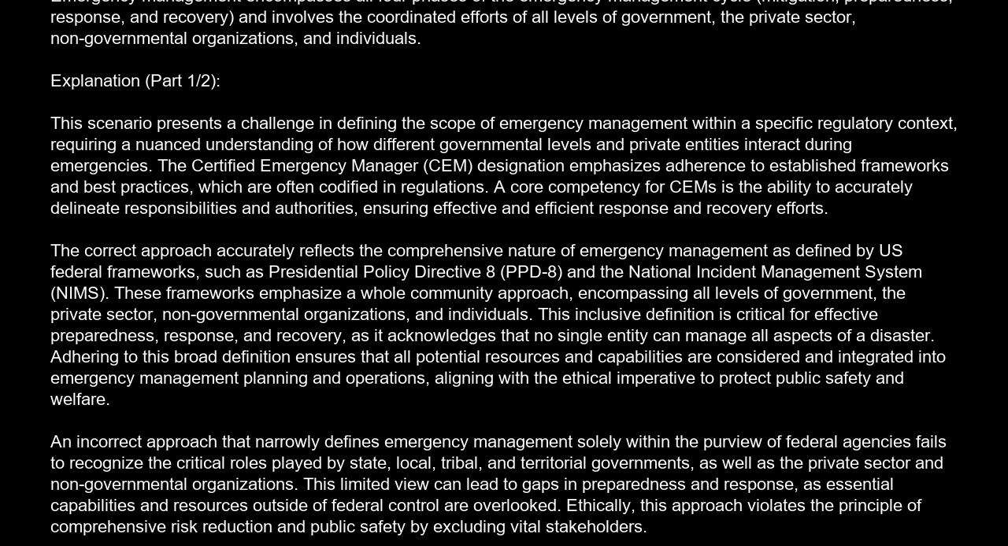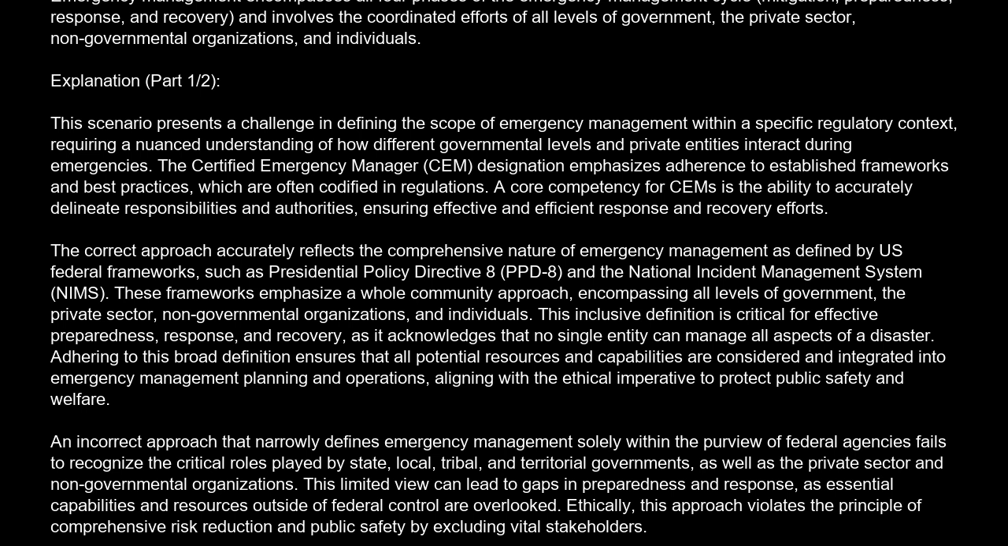Explanation. This scenario presents a challenge in defining the scope of emergency management within a specific regulatory context, requiring a nuanced understanding of how different governmental levels and private entities interact during emergencies. The Certified Emergency Manager, CEM, designation emphasizes adherence to established frameworks and best practices, which are often codified in regulations. A core competency for CEMs is the ability to accurately delineate responsibilities and authorities, ensuring effective and efficient response and recovery efforts.